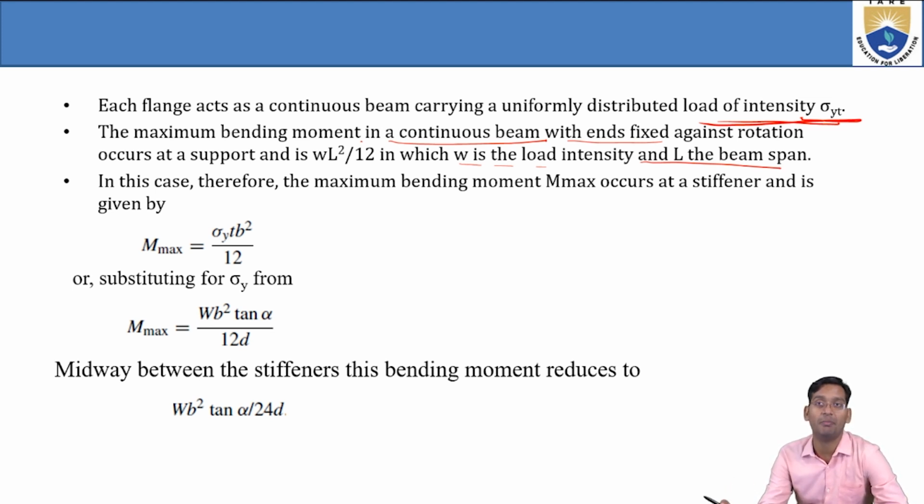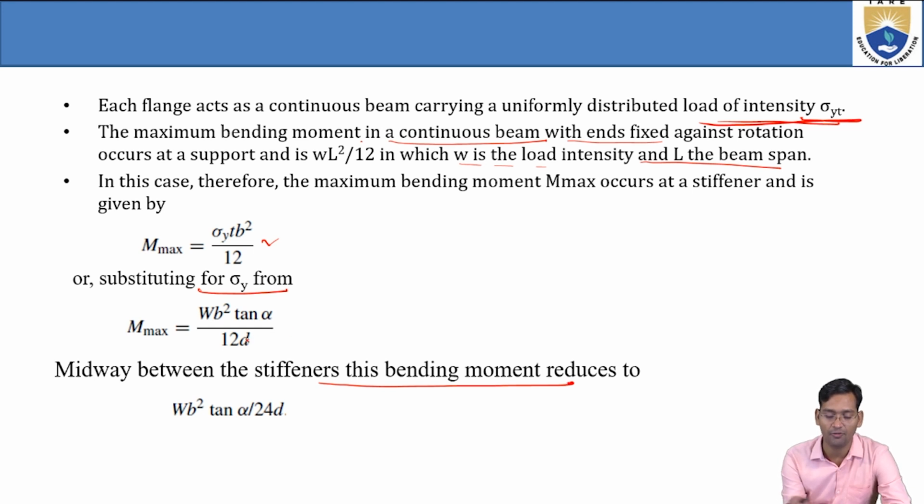In this case, therefore, the maximum bending moment M max occurs at a stiffener and is given by sigma y t b square by 12. Now substitute the sigma y value again. Substituting for sigma y, M max is W b square tan alpha by 12 d. Midway between the stiffeners, this bending moment is reduced to half of that one, so it will be W b square tan alpha by 24.